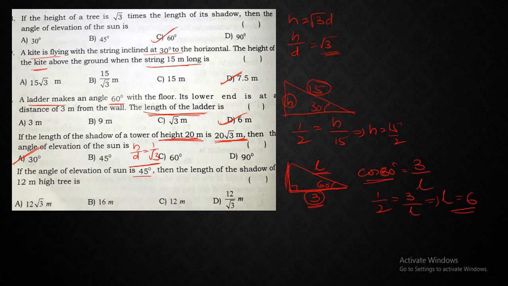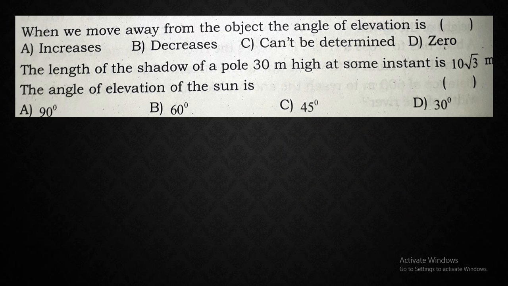If the angle of elevation of the sun is 45 degrees, and the length of the shadow is 12 meters, then the height of the tree is also 12 meters, because 45 degrees. Right. Next, moving on to one more question.